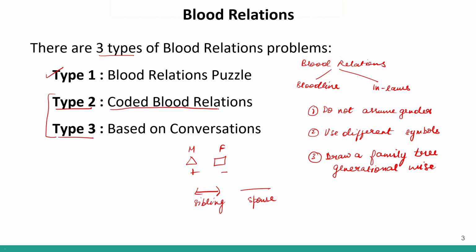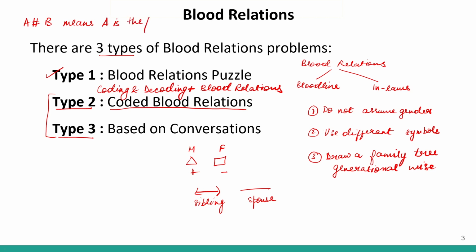Type 2 is coded blood relations. It is a mixture of coding and decoding plus blood relation. So two concepts are being used. First concept is of coding and decoding, and then the other concept is of blood relation. So very simply, for example, it is written A#B means A is the father of B. Okay, A#B means A is the father of B. So this is simple coded blood relations. This symbol is being used to code this relationship between A and B.